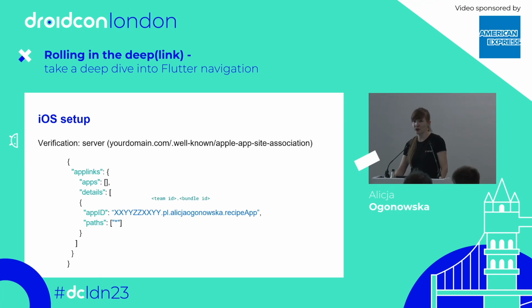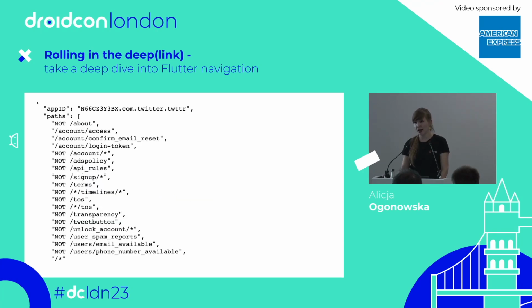And in there, you also need to provide your app ID, which consists of your team ID and app's bundle ID, and also define the paths that you want to support. And the cool thing about iOS is because they do the path setup on the server, and it must be publicly available. Actually, you can check any app that has a domain and a mobile application and check their setup.